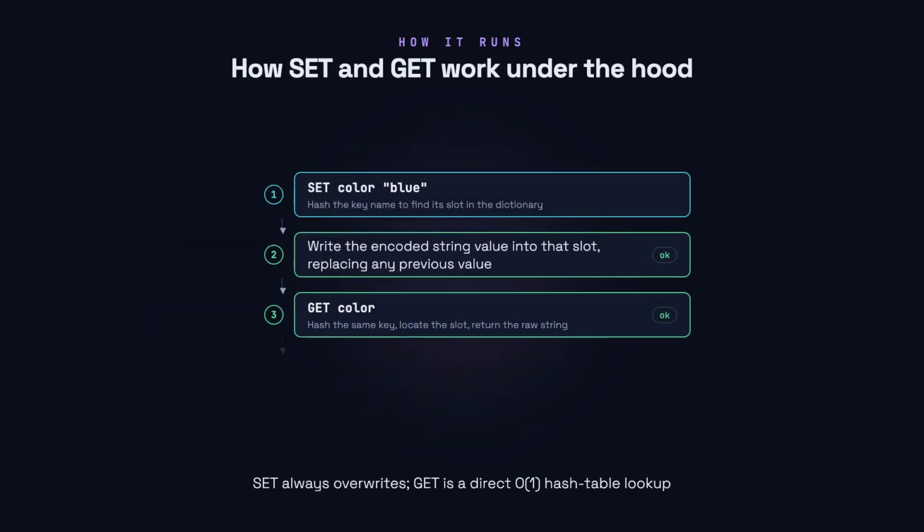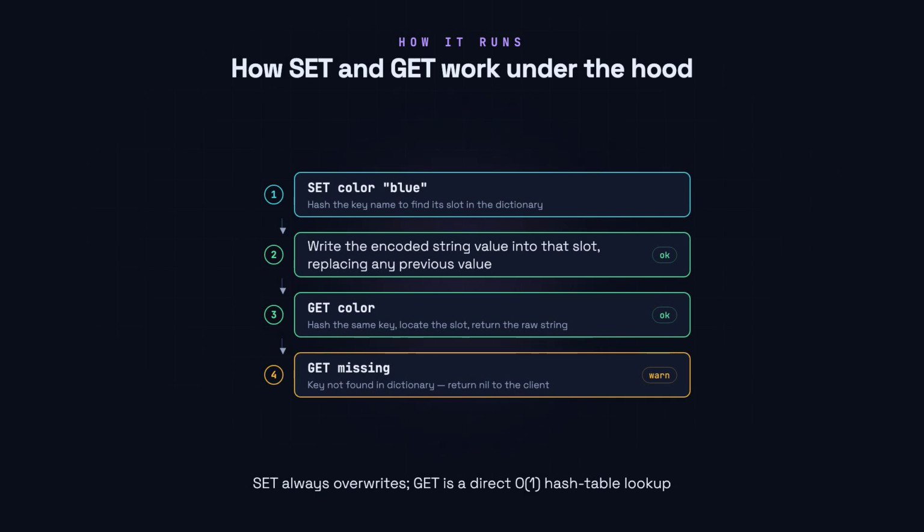Under the hood, Redis stores all keys in a hash table. Set hashes the key name, finds the slot, and writes the value, overwriting whatever was there. Get does the same lookup in constant time, or returns nil when the slot is empty.